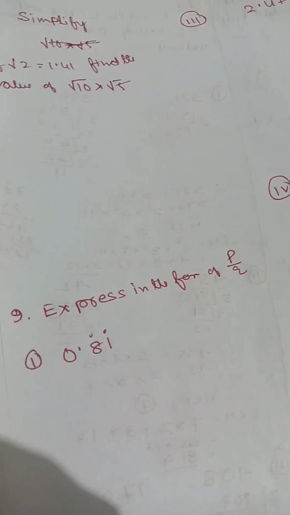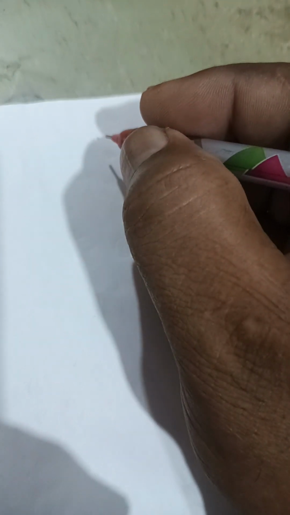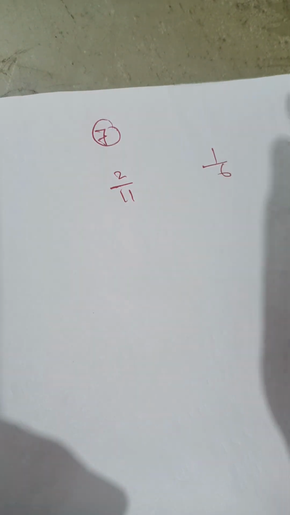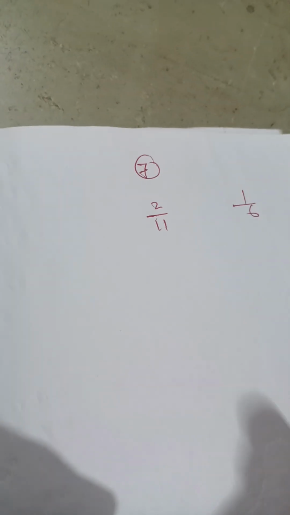Now question number 7. Where is 7? Question number 7 is, I am writing this question here. We have to write, in between 2 by 11 and 1 by 6, we have to write two rational numbers.